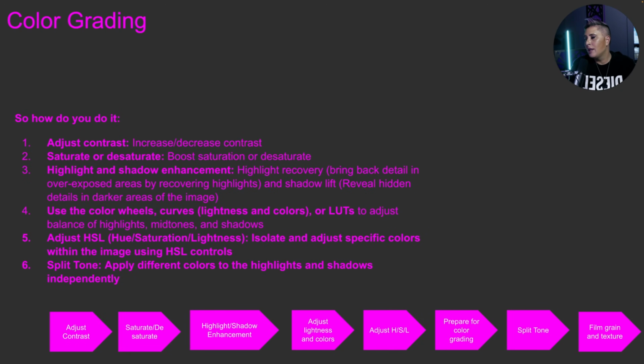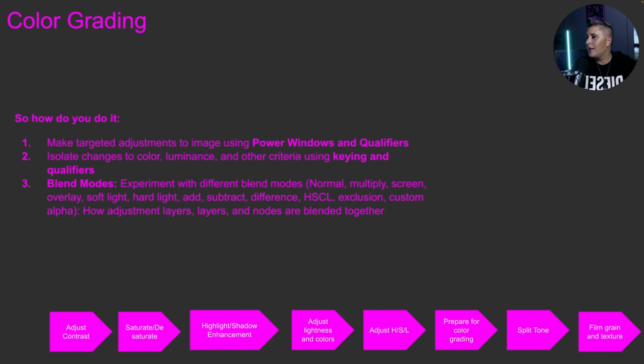Next is split toning. This is where you apply different colors to the highlights and the shadows independently. A great example of this, we talked about this, is the orange and teal look. That's an example of split toning. Next, make a targeted adjustment to the image using power windows and qualifiers. So in addition to the other methods that I discussed previously, you do have the ability to draw what's called a power window around a specific area of the image.